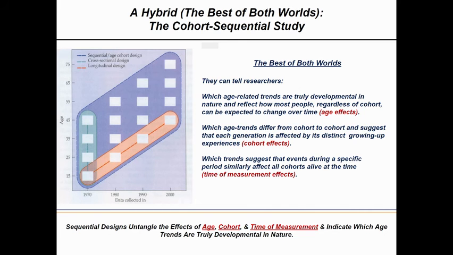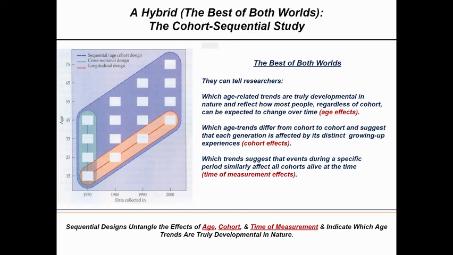So a hybrid, right? Yeah, you can do that. It's not just one or the other. You can take a look at your cross-sectional and your longitudinal. Okay. So what can this do for you? It gives you age-related trends that are truly dependent on nature. Okay, and reflect how people, regardless of cohort, can be expected to change over time. So you get a little bit of the individual, you get a little bit of the whole group, and you can make those assertions now.